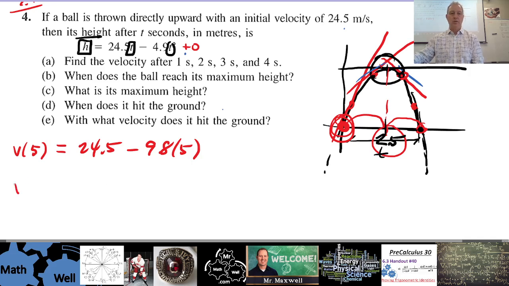Right? So velocity is... Okay. So velocity at 5 seconds is going to be negative 24.5. Is that what you guys got?